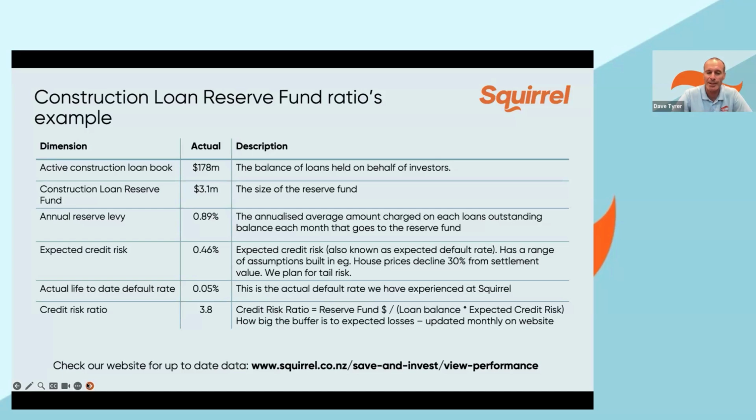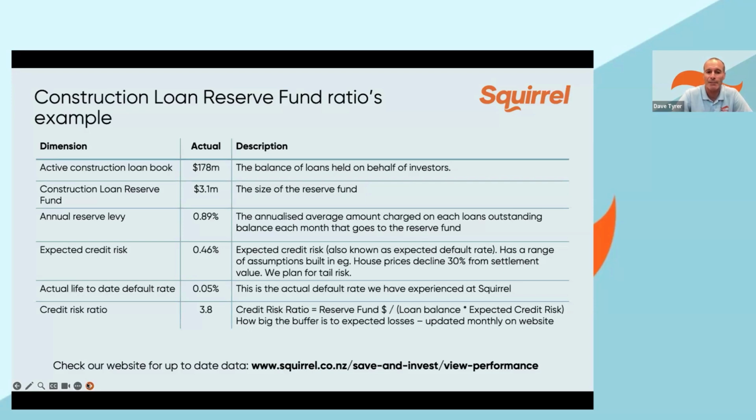Our modelling suggests that the expected credit risk in our portfolio is 0.46%. That credit risk assumes tail risk, okay? So we're planning for tail risk. We've assumed house prices decline 30% from settlement value when we look at what we expect the credit risk is in that portfolio. So that's our expected tail risk.